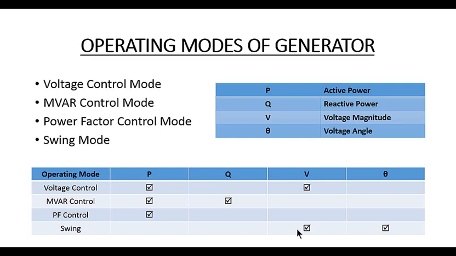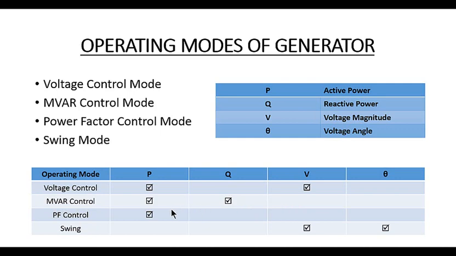Now in swing generator, the voltage magnitude as well as the voltage angle is fixed, whereas the active and reactive power can change. Let me repeat, in voltage control, the active power is fixed, whereas the reactive power varies within a limit. The voltage is also fixed and the phase angle is not fixed. In MVR control mode, the active power as well as the reactive power, both are fixed. The voltage phasor is unknown.